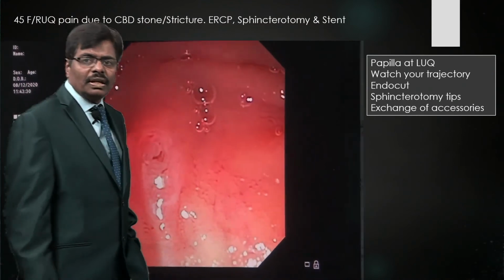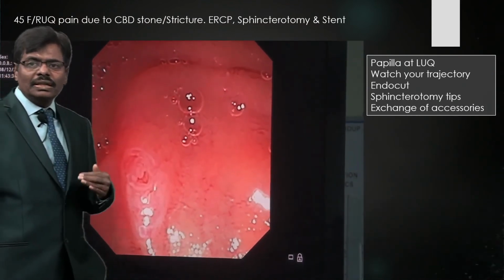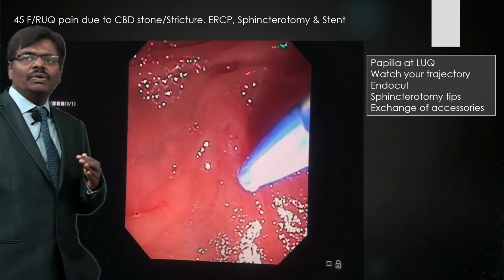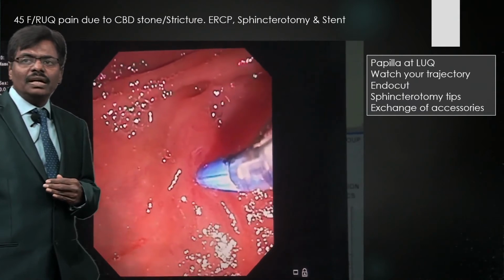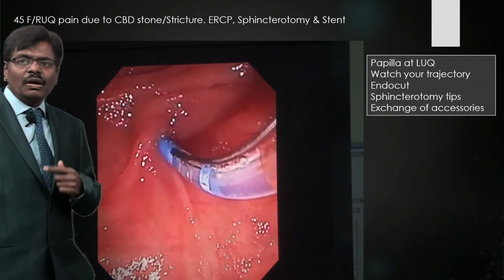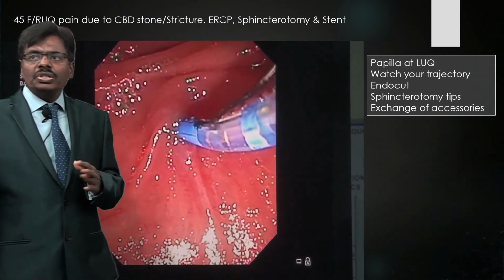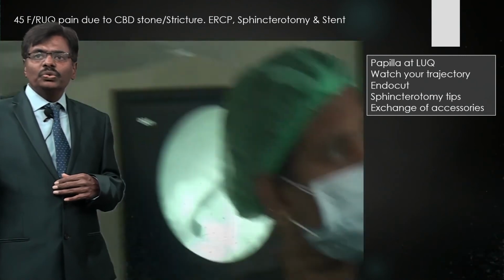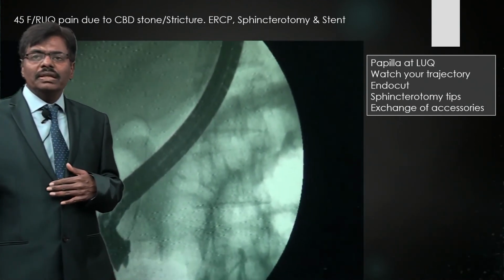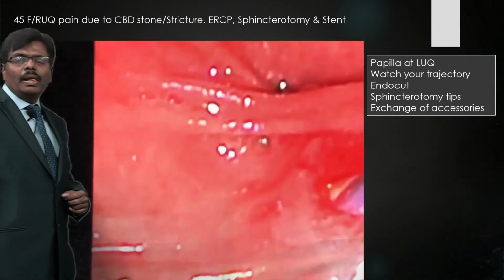So here, for example, this is the ampulla, and I wanted to bring it up, as you can see it is a little down to my liking. Slowly, see, and now it is better. Now it is more or less at the center or in the left upper quadrant. Then the trajectory is okay. Now you see the ideal position is the left upper quadrant. Then watch my trajectory. Then use the endocut. Then keep on watching where your guide wire is. You can see the guide wire here, faintly, you will be able to see it.